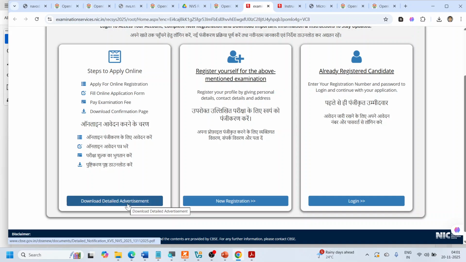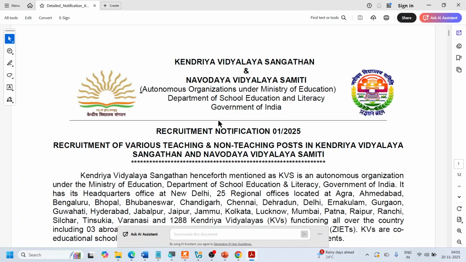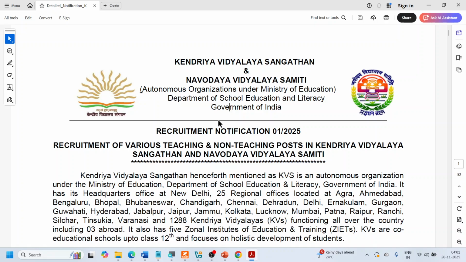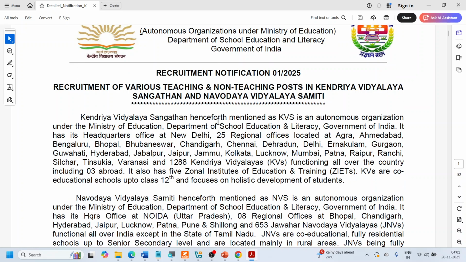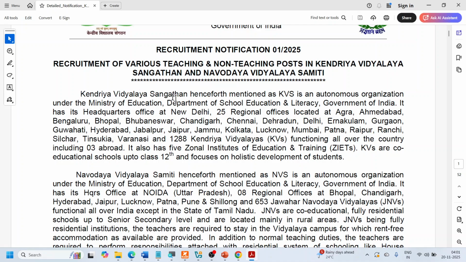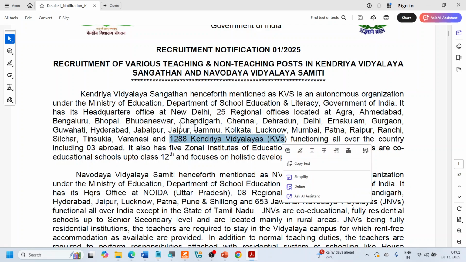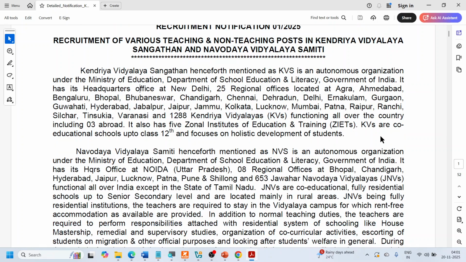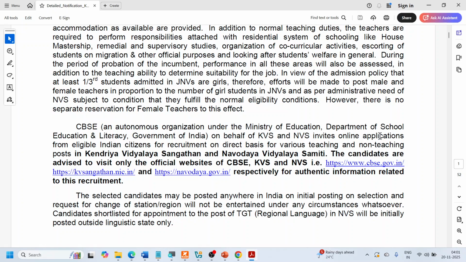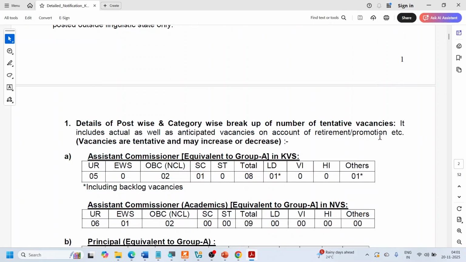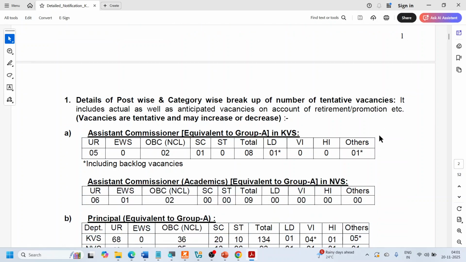So I've already downloaded this advertisement, and let me slightly go through it and tell you what details you get over here. This is Kendriya Vidyalaya Sangathan, and you notice that there are actually 1288 KVS functioning all over India. So this is a huge number of institutions. Now let me quickly go through the vacancies which are available here.